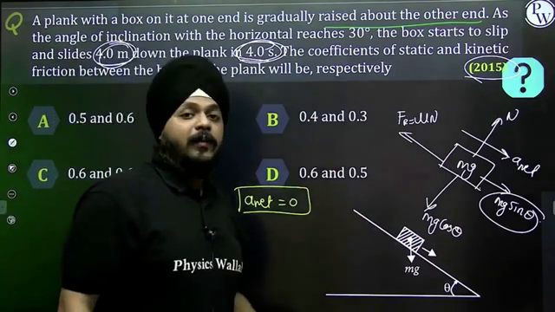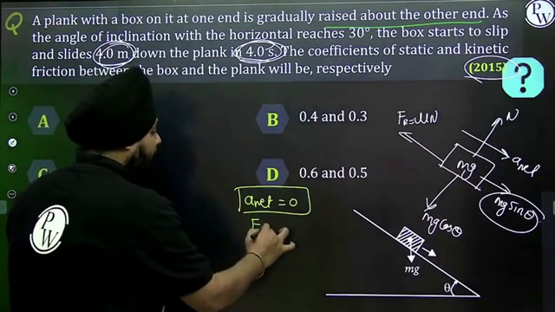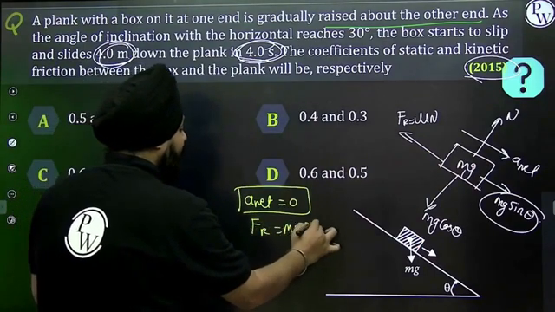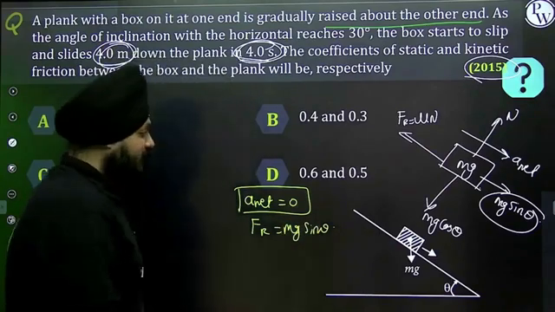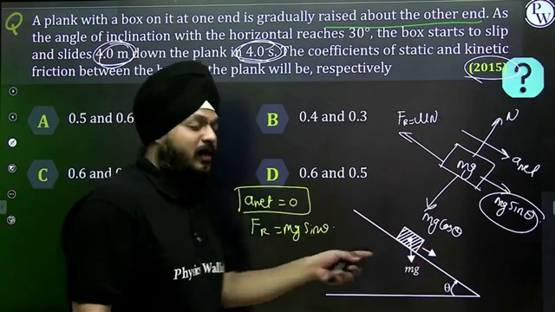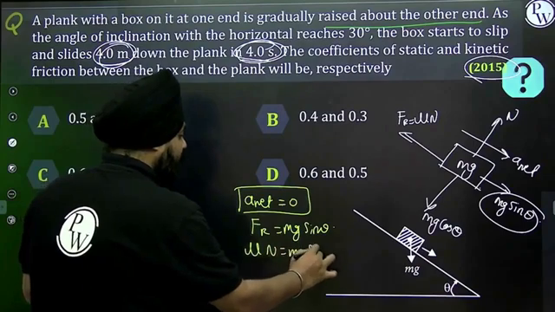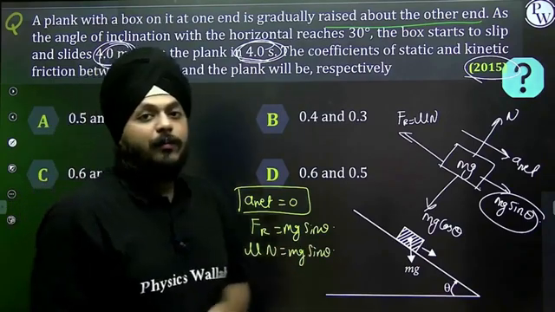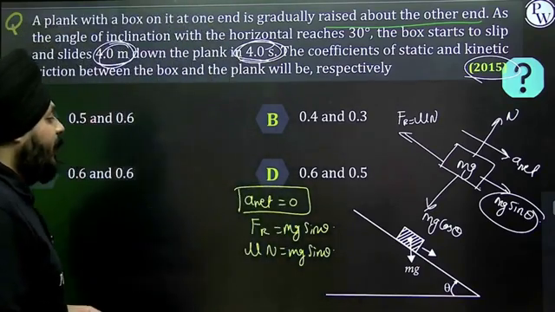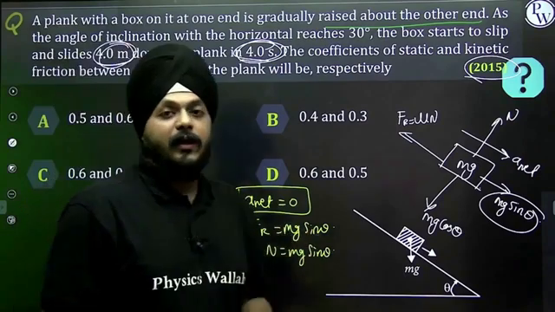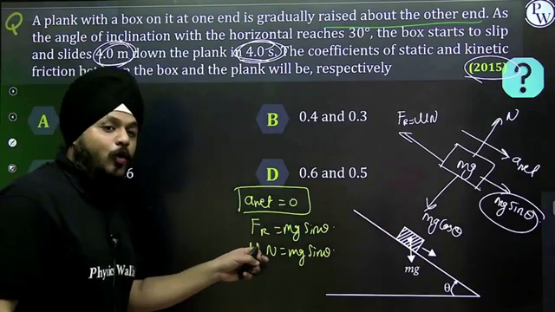So at this point of time, if net acceleration is 0, friction and mg sin theta will get balanced, and we will get the value of the coefficient. Because the object is stationary, what will be the value of the friction? Mu N is equal to mg sin 30. What do I have to write here? It should be mu s or mu k.